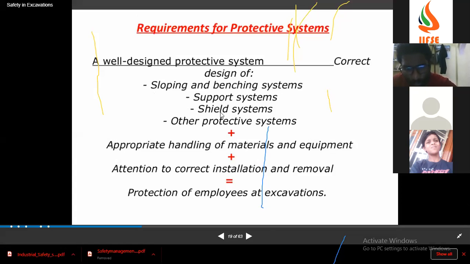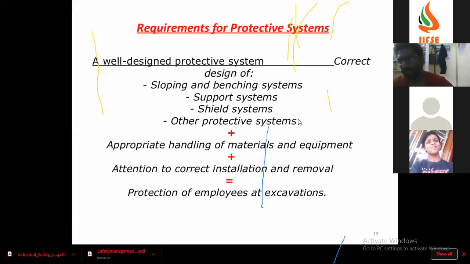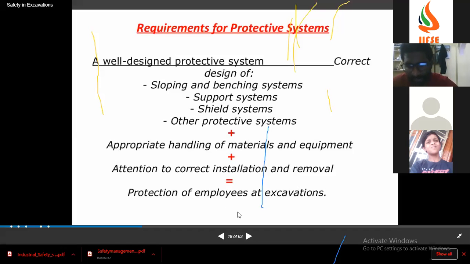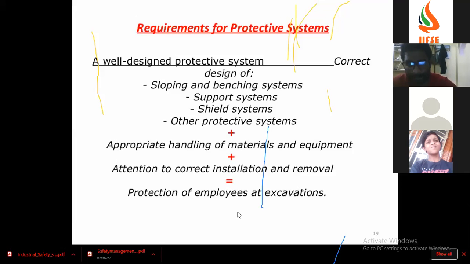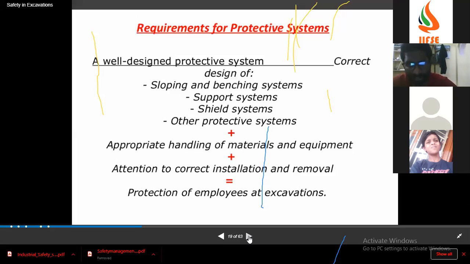After shoring, sloping, and shielding, there are other protective systems. What do you mean by other protective systems? Like placing wood to avoid vehicles coming near the edges, keeping the debris 3 feet away. All come under the protective system. Barricades, signages, speakers, all come under protective systems.